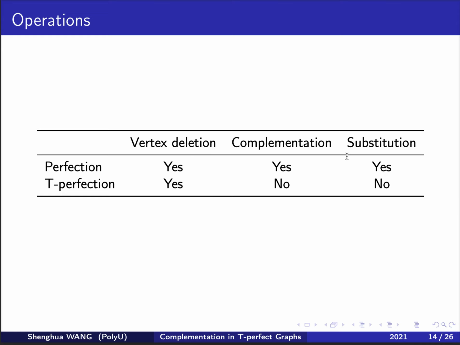And for the last two operations, we could use K4 as an example. Since K4 is not t-perfect, but the complement of K4 is t-perfect, t-perfection is not closed under taking complementation. And K4 could also be obtained from K3 by substituting a vertex by K2. K3 is t-perfect, but K4 is not. Therefore, t-perfection is not preserved under substitution.